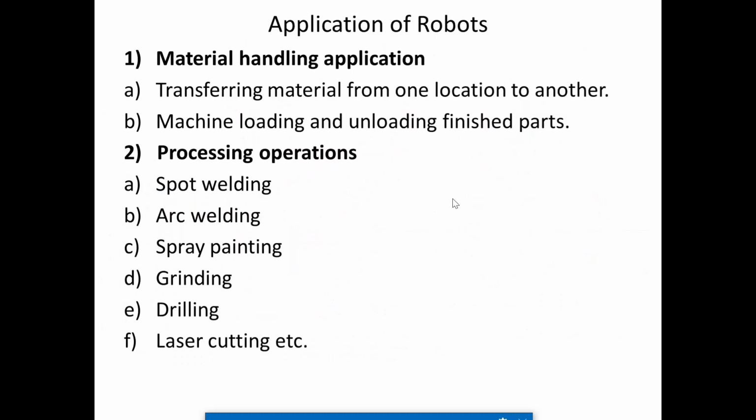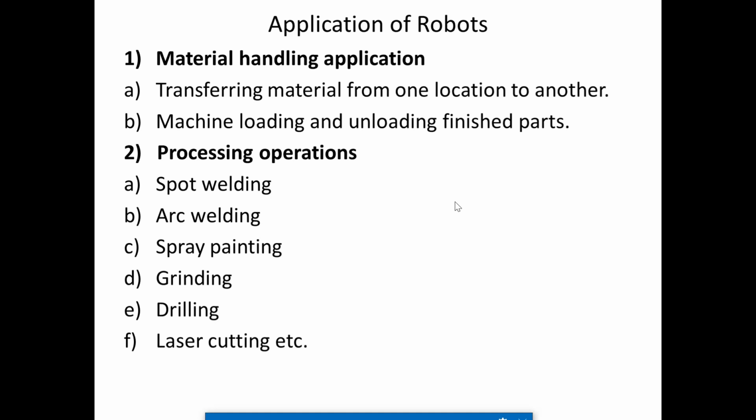configuration. So now the applications of robots, where we can use these various types of robots. First one is material handling application. This is very important. Whenever you want to handle material in industries, we are going to use these robots. That is transferring material from one location to another. We call them pick and place robots. And machine loading and unloading of finished parts. Whenever you want to load or unload the machine, we are going to use this robot.